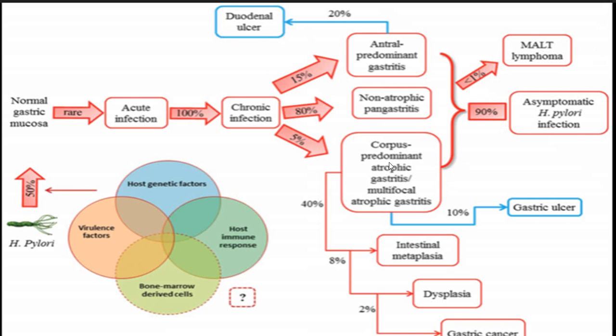Now from this corpus atrophic gastritis, 10% will be converted into gastric ulcer, 40% of the people will develop intestinal metaplasia, of which 8% will develop dysplasia, and of this dysplasia 2% will develop gastric carcinoma. Sometimes this is even less than 1%. This is a simple slide that tells you what will happen once you get an H. pylori infection, and the end result is duodenal ulcer, gastric ulcer, MALT lymphoma, gastric carcinoma, and 90% of the people will develop asymptomatic H. pylori infection.